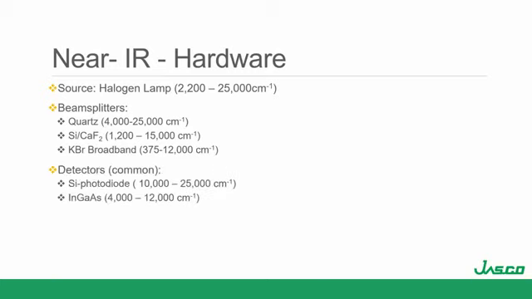The two common detectors are a silicon photodiode that goes from 10,000 to 25,000, so it covers most of the range, and InGaAs, which goes from 4,000 to 12,000.